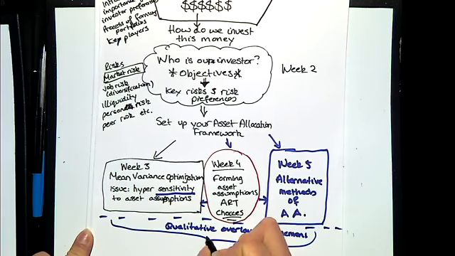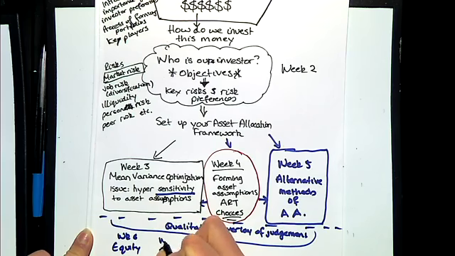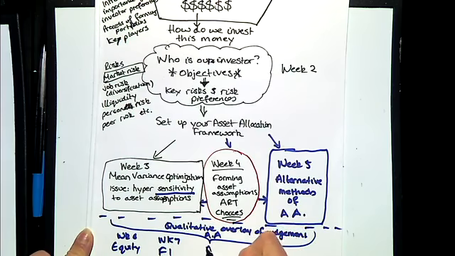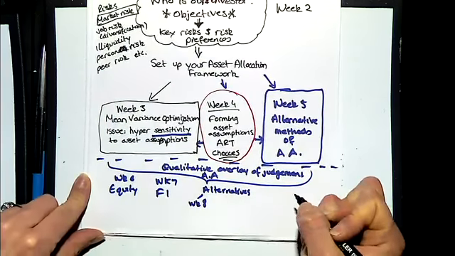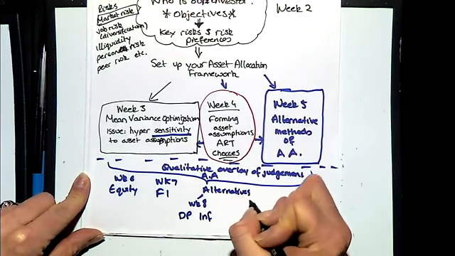So that means that when you figure out your asset allocation, some of it might be in equity. Well, we're going to do that in week 6. Some might be in fixed income, which we do in week 7. Some will be in alternatives. In week 8, we look at direct property and infrastructure.